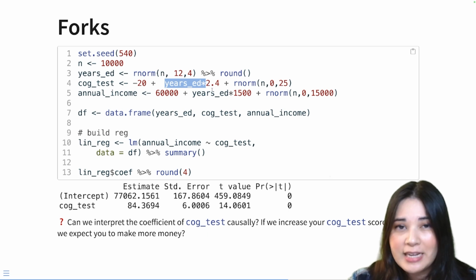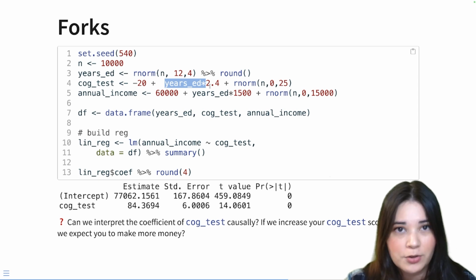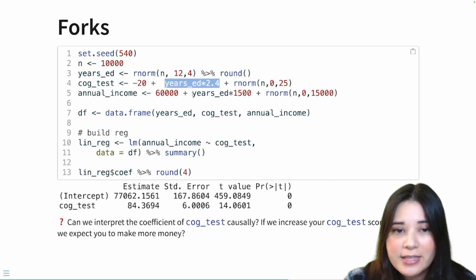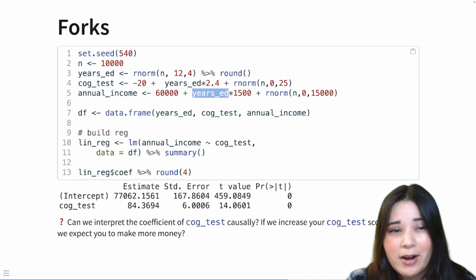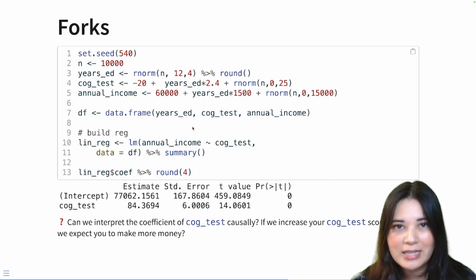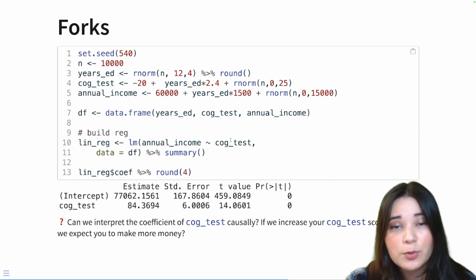Because we're simulating the data, we also know what the exact coefficients that a linear regression model should estimate are. In the case of the impact of years of education on cognitive testing, it's 2.4. In the case of years of education, its impact on annual income, it should be 1,500. So let's take this simulated data and plug it into just a basic linear regression that has annual income as our outcome variable and cognitive test scores as our predictor variable.